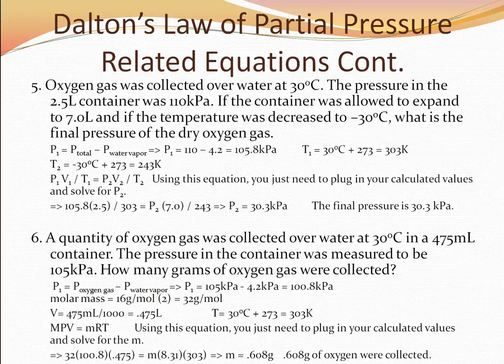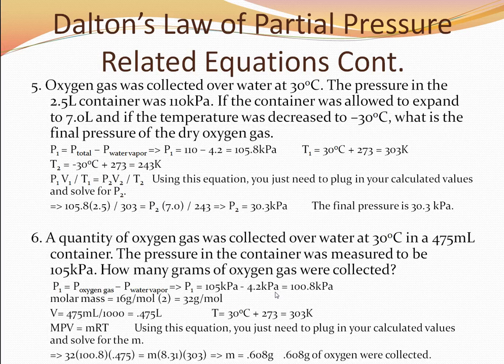Number 6. A quantity of oxygen gas was collected over water at 30 degrees Celsius in a 475 milliliter container. The pressure in the container was measured to be 105 kilopascals. How many grams of oxygen gas were collected? Same as before, you need to subtract the water vapor from the oxygen gas in order to find the pressure of the dry oxygen gas.